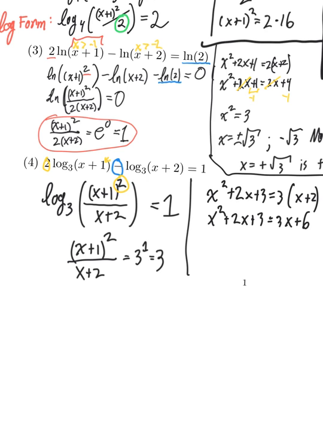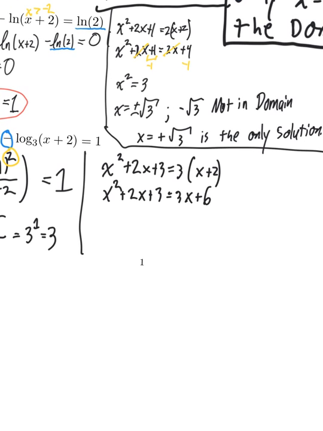Alright, so this is a quadratic equation. Just move everything to the same side and see what happens. x squared minus x, because I'll subtract 3x to the other side. 2x minus 3x is minus x. I'll subtract the 6 to the other side. 1 minus 6 is minus 5.